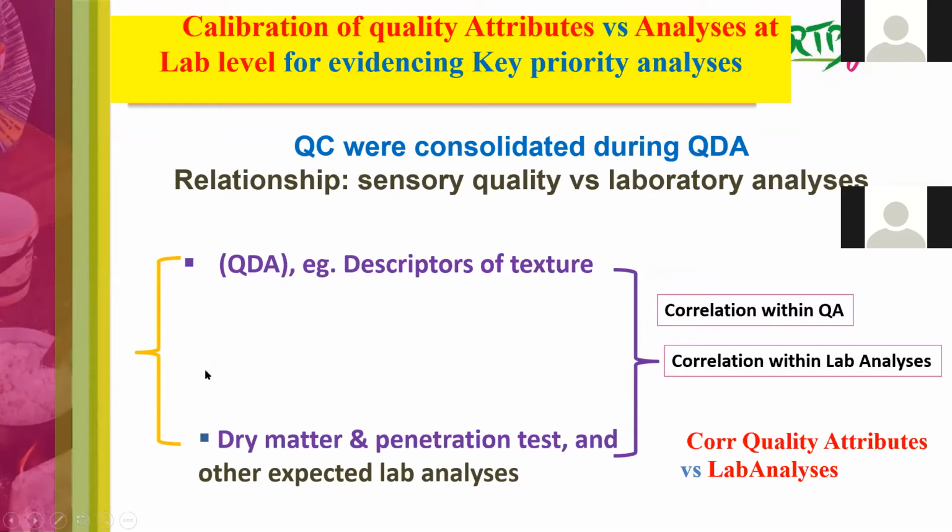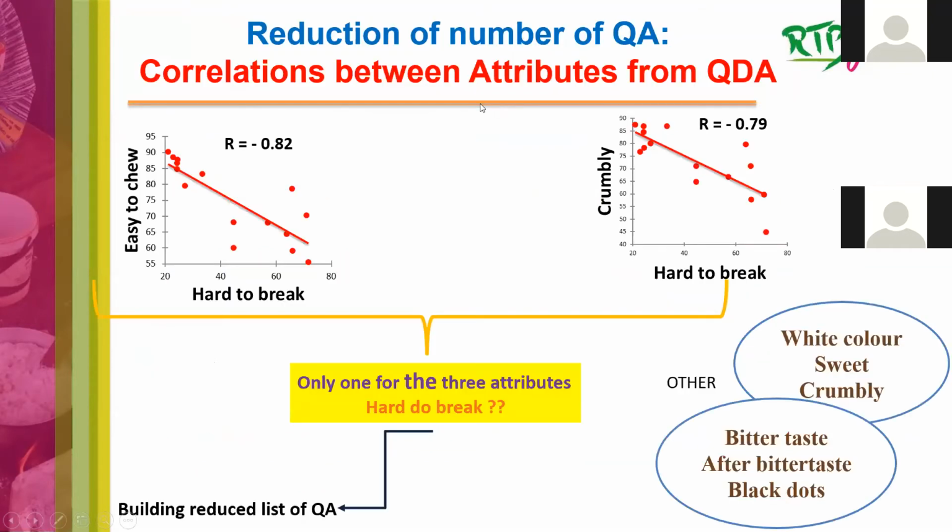shown is the correlation within quality attributes, and then the correlation within lab parameters, and then the correlation between quality attributes and lab parameters. Those for the first correlation between. Do you see?